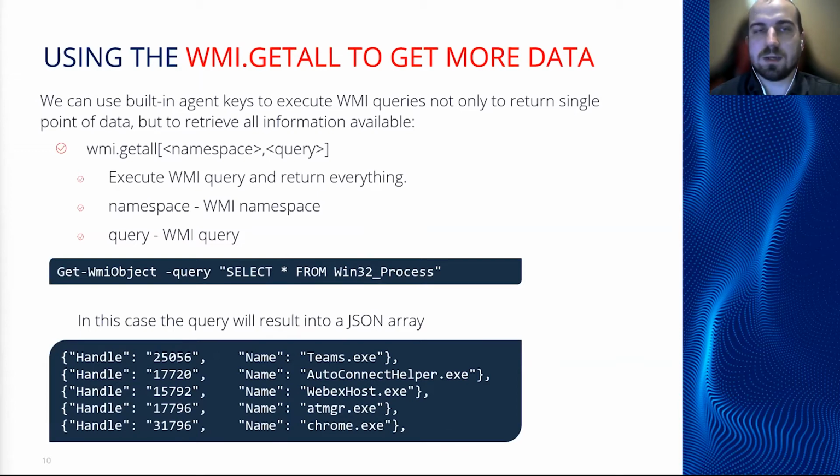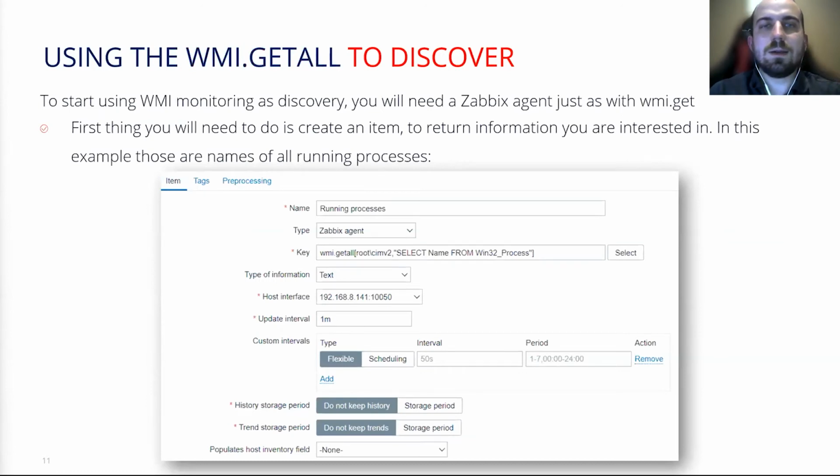So what to do next? Okay, great. I have JSON. I have JSON that returns me the name of the processes. So what I can do is, of course, first create the item that will get this information into the Zabbix. So the same query, the key, of course, different, wmi.getall. The type of information now will be text. And as you can see, I will not keep history for it.